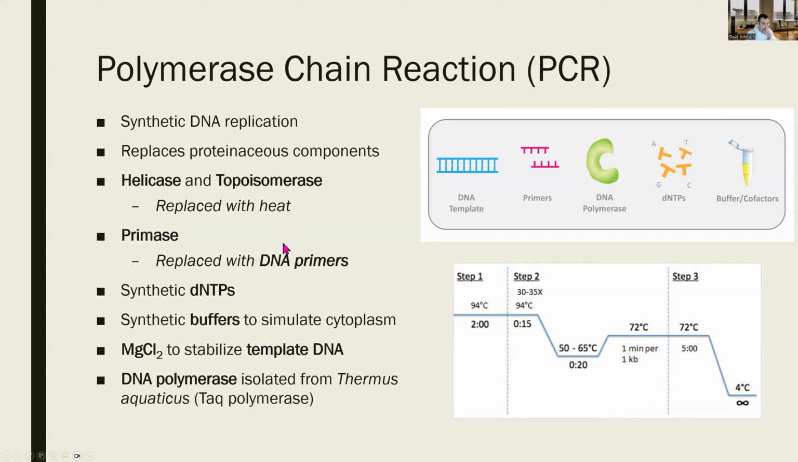But essentially, what we can do with PCR is, as long as we know the sequence of a gene within an organism that we wish to copy, we can do that using PCR. Essentially, we replace things like helicase and topoisomerase with heat. We create synthetic DNA primers to designate spots within that template DNA where we want the amplification to occur.